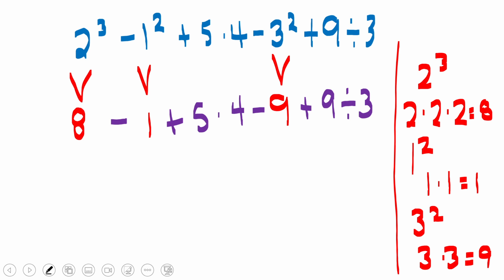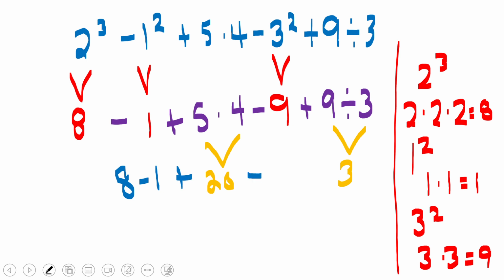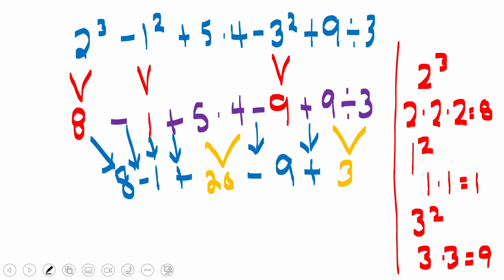Okay, we have multiplication with a product dot and division. We need to solve those parts of this expression. 5 times 4 is 20. 9 divided by 3 is 3. And we'll still rewrite 8 minus 1 plus, minus 9 plus, around what we addressed. So we're just dropping everything we have not addressed yet straight down. You see that with the arrows.